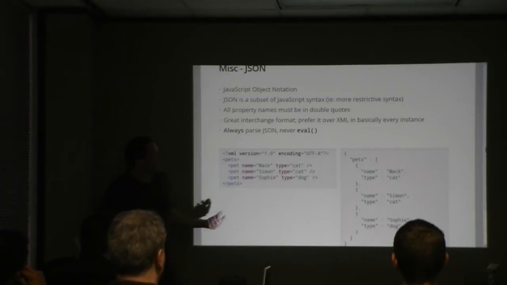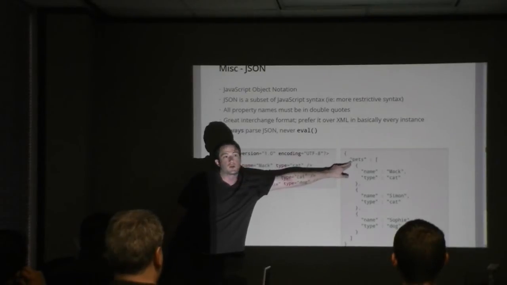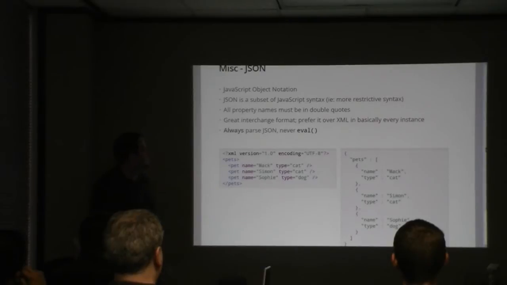The gotcha about JSON is that it's more restrictive than JavaScript syntax. So these always have to be in double quotes, whereas if this was pure JavaScript, you could just leave it without the quotes. What else? Yeah, it's better than XML for all kinds of reasons. But you always have to parse it.